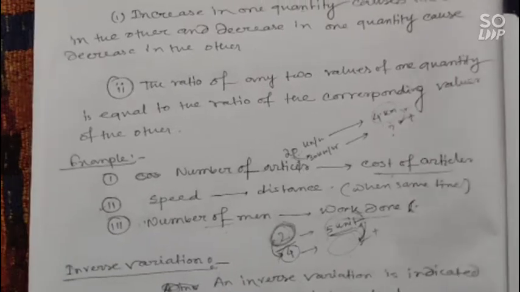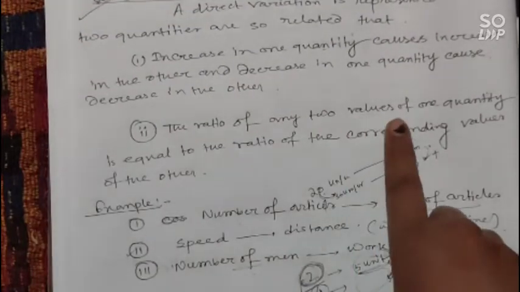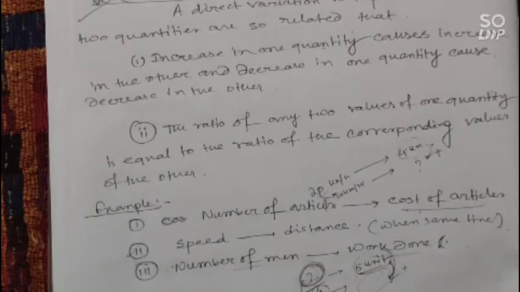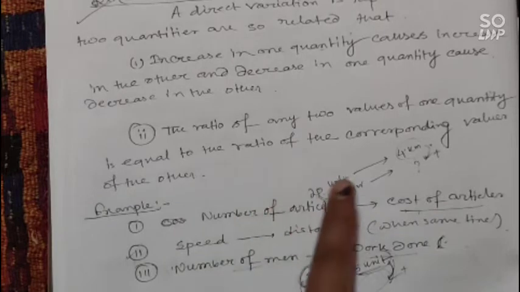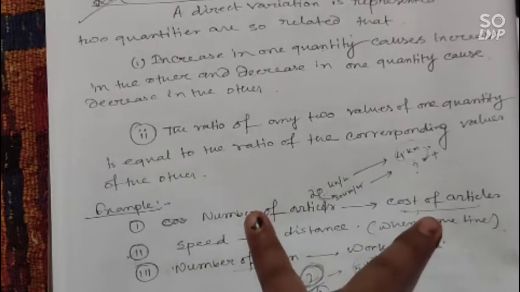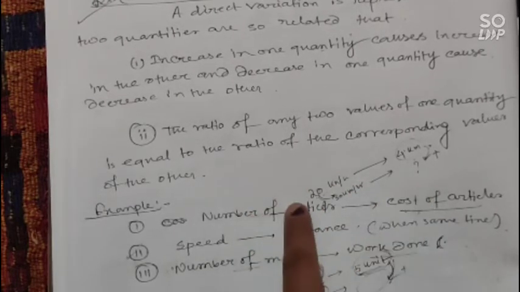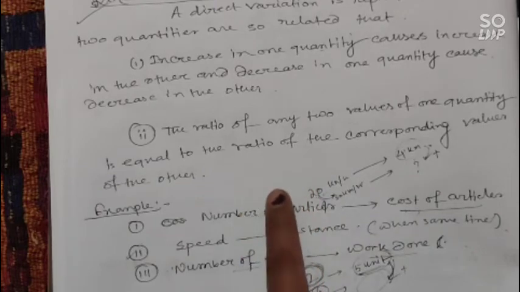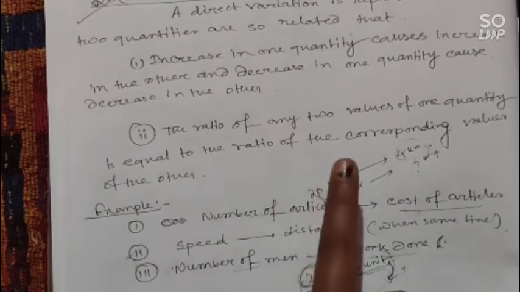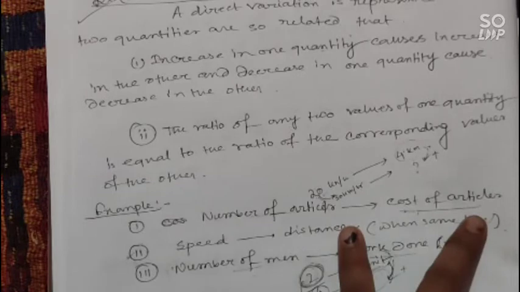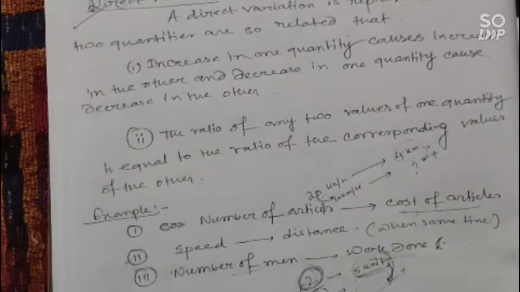So in direct variation, the ratio of any two values of one quantity is equal to the ratio of the corresponding values of the other. That means if number of articles and cost of articles are in direct variation, then the ratio of two values of number of articles is equal to the ratio of two values of cost of articles. Okay.